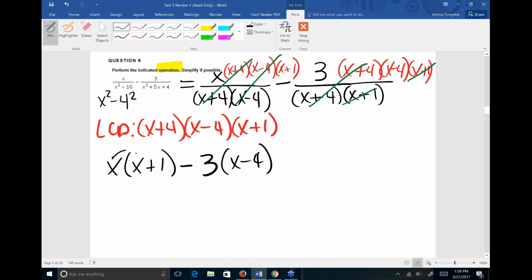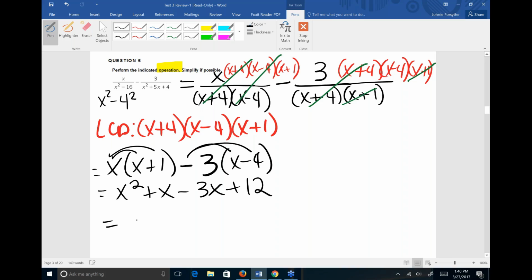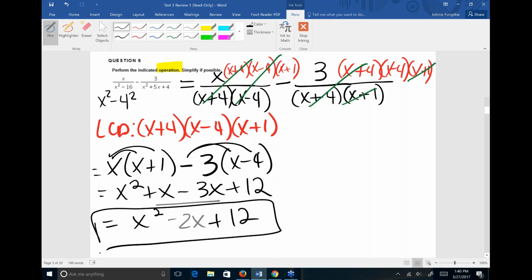So now let's just distribute. x times x is x squared, x times 1 is x, negative 3 times x is negative 3x, and negative 3 times negative 4 is positive 12. And then we're going to combine like terms. x minus 3x is negative 2x. And then we'll just bring down our x squared and plus 12. We don't have to factor, we're just trying to simplify. And this actually wouldn't be factorable. So this is our final answer here: x squared minus 2x plus 12.